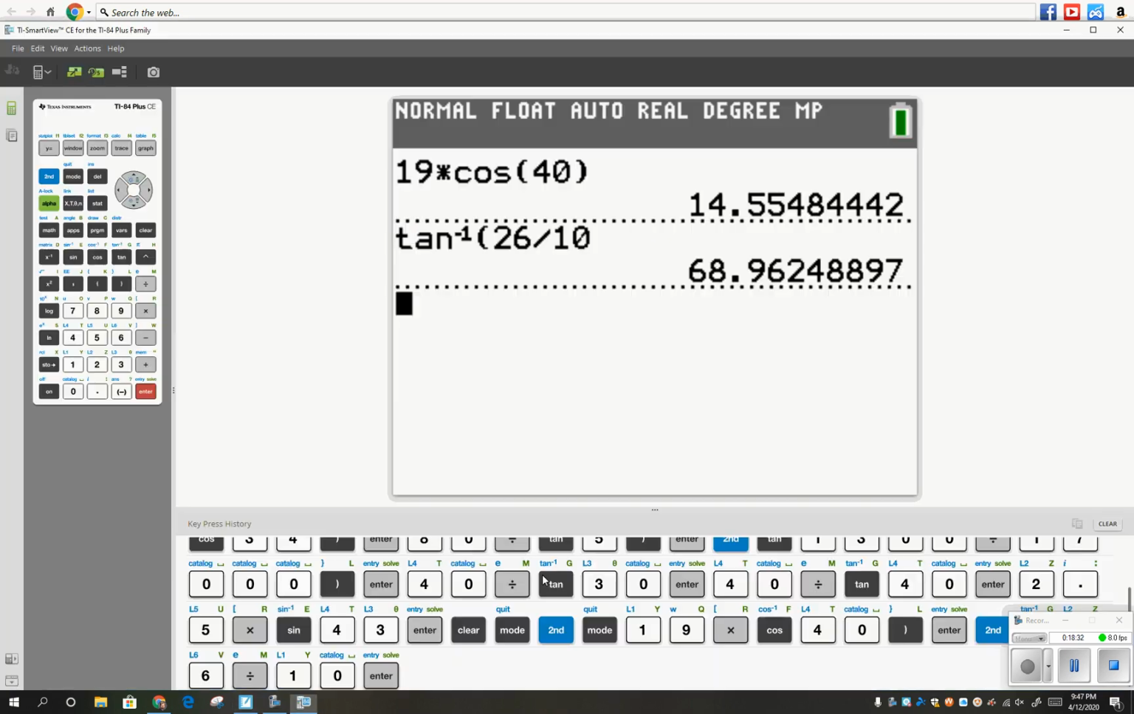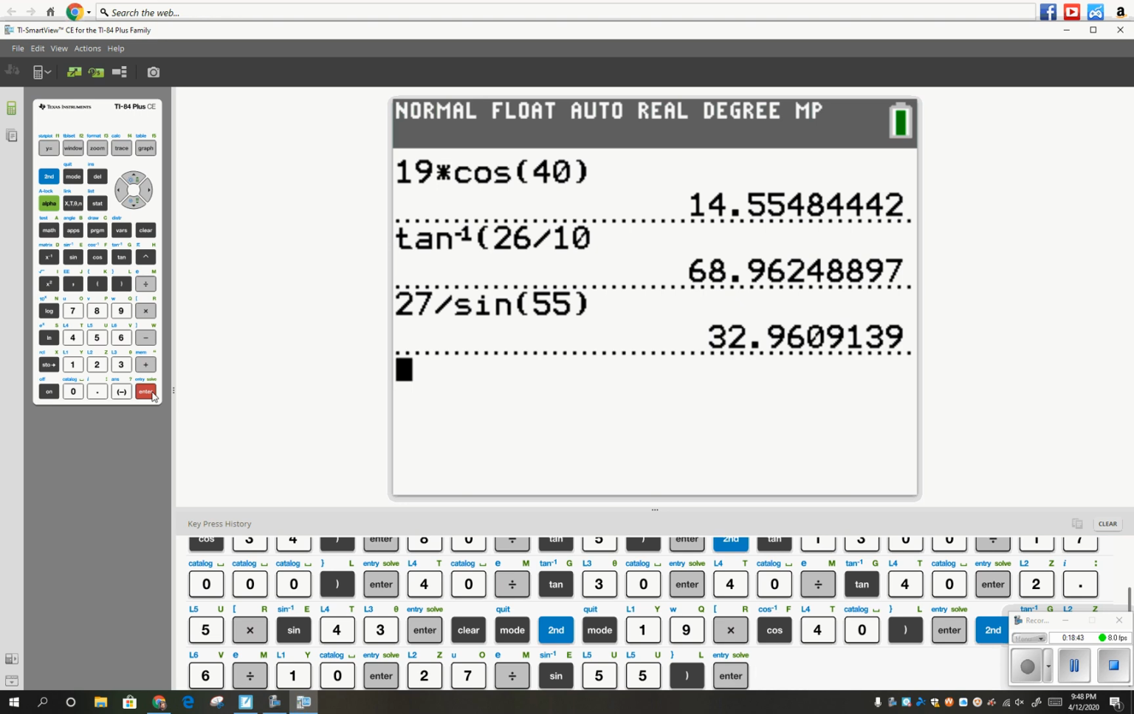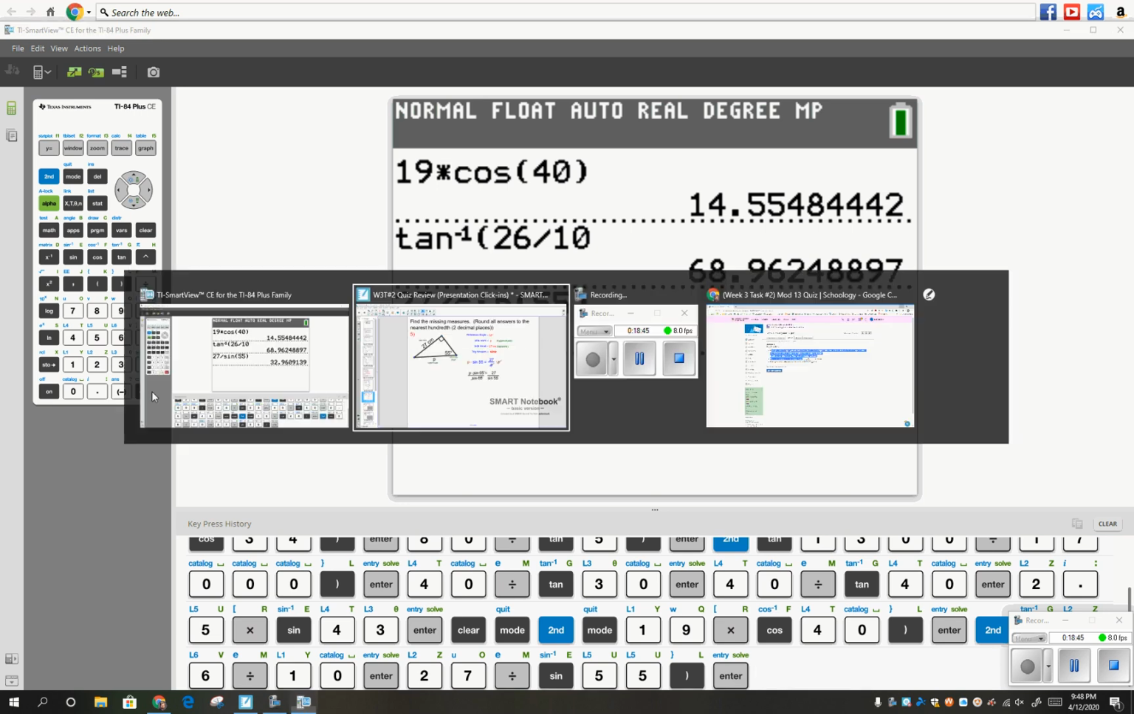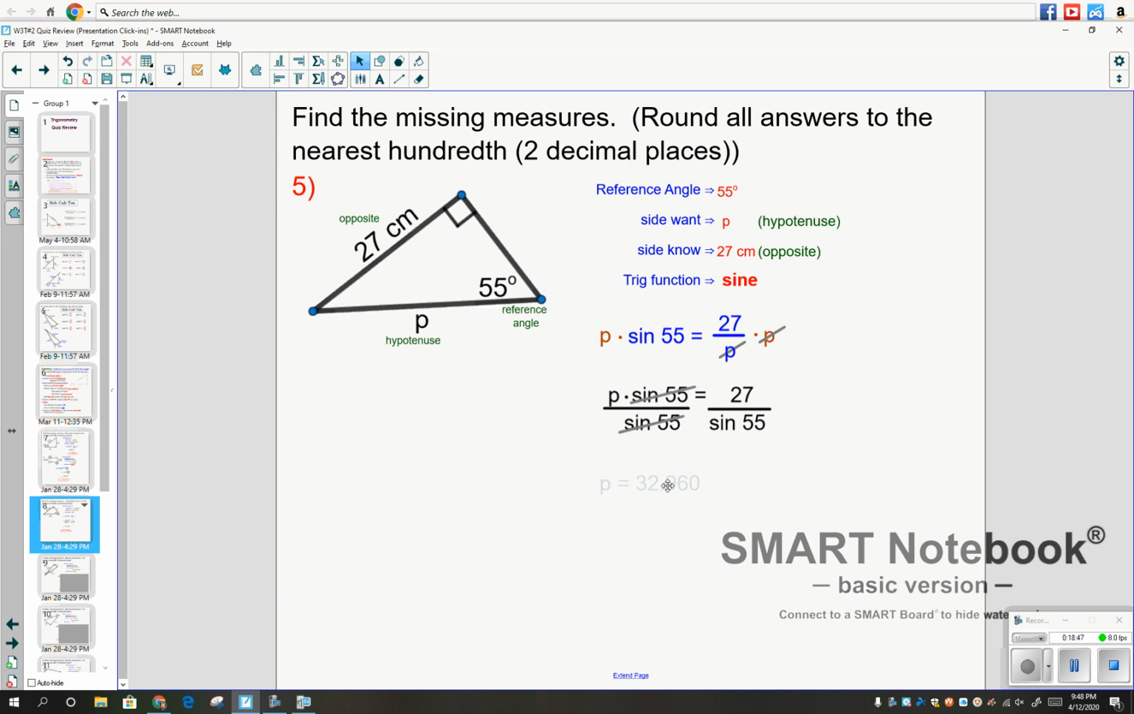So using my calculator, I'm going to take 27 and divide it by sine of 55. And I put 32.960. Rounding to 2 decimal places becomes 32.96 centimeters is my unit of measure.